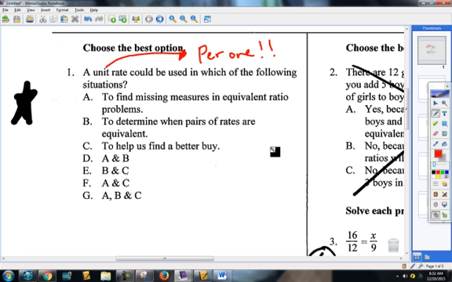What can a unit rate be used for? This was the most missed question on the test. I think like 4 or 5 got it right, out of 30. And I kind of expected that because it's a tricky question. It is. But hopefully after we go over it, it won't be so hard. So let's go through here. Can you use a unit rate to find missing measures in equivalent ratio problems? What do you guys think?